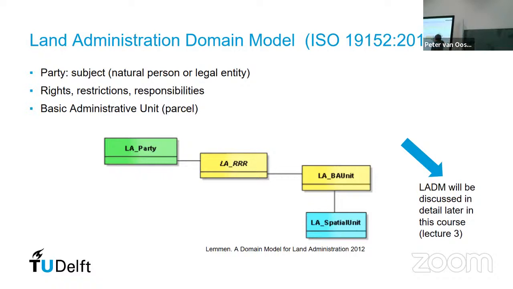And then, just you see here, that's the question. Where, what, no parcel, but the basic administrative units. So the model also allows systems to have a different way to identify a piece of land, not called a parcel, but always there's a basic administrative unit.